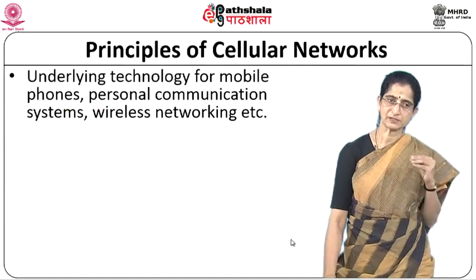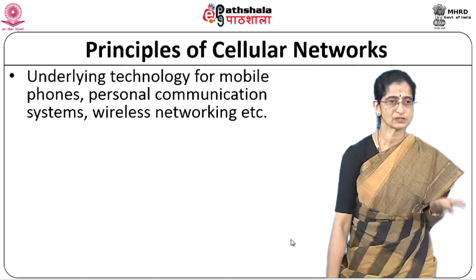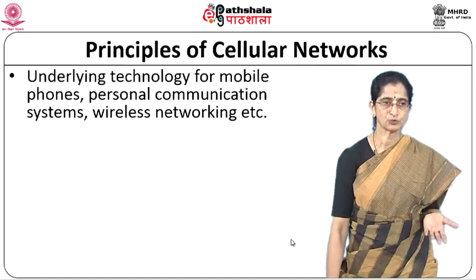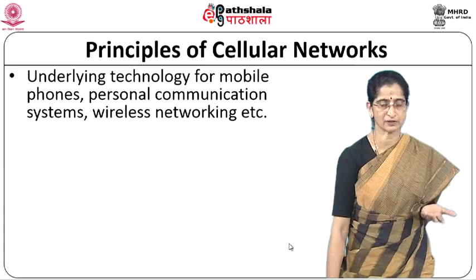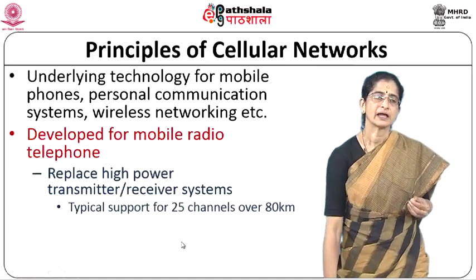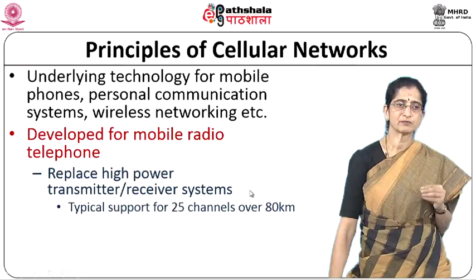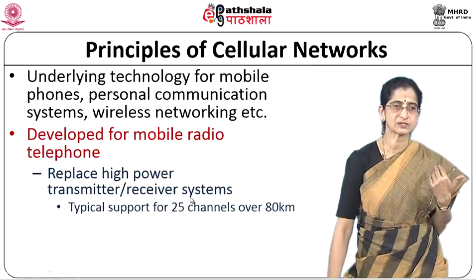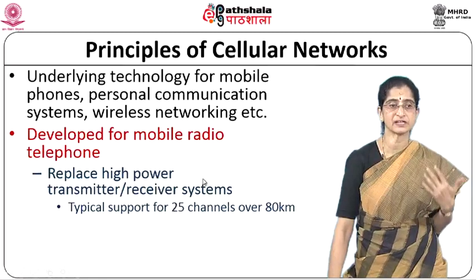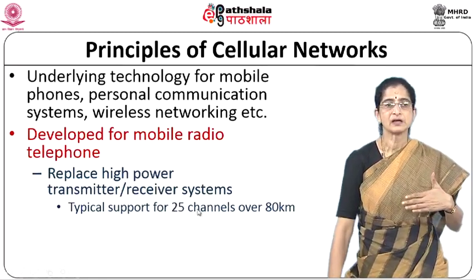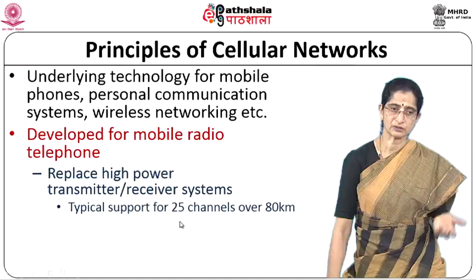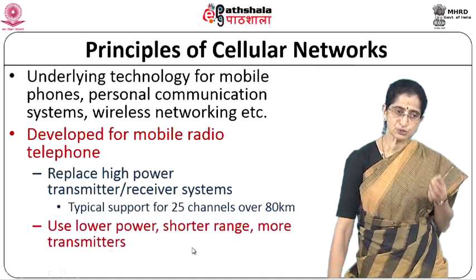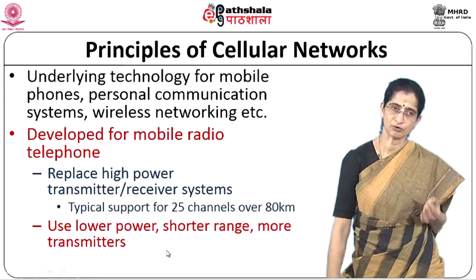Okay, so let us start with the principle of a cellular network. It is basically the underlying technology for all our mobile phones, personal communication systems, wireless networking and so on. It has been basically developed for mobile radio and telephone. Initially it was meant to replace these high power transmitter receiver systems that we had. Typically it supports about 25 channels over 80 kilometers. And the idea is to use low power, shorter range and more transmitters.